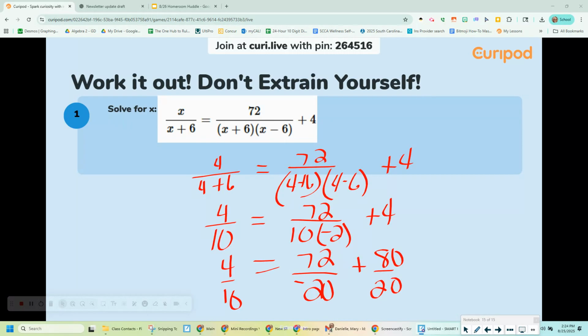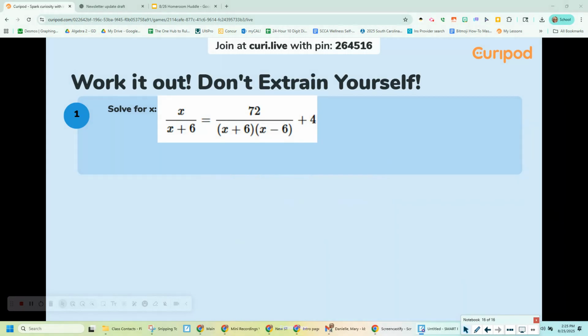So this negative is going to come out here. And so 80 minus 72 is going to be 8 over 20. And 4 over 10 does equal 8 over 20 when we simplify that down by dividing it by 2. So that does work. Absolutely does work. Make sure you are checking for those extraneous solutions, and we did a good job by doing that first on this one.